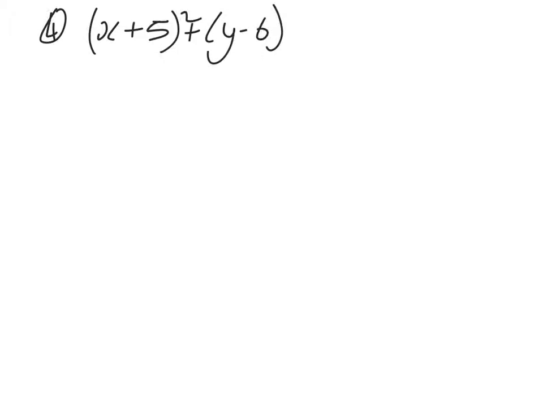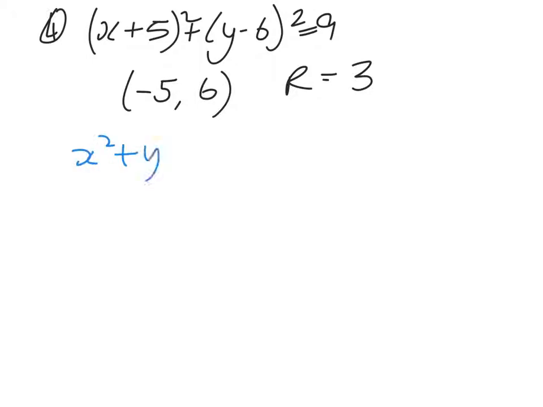Question 4, two circles, write down the centres. The first circle has the equation x add 5 squared plus y minus 6 squared equals 9. So its centre is, change the x number, change the y number signs, so it's negative 5, 6, and its radius is 3. The second equation, x squared plus y squared minus 6x minus 16 is 0.